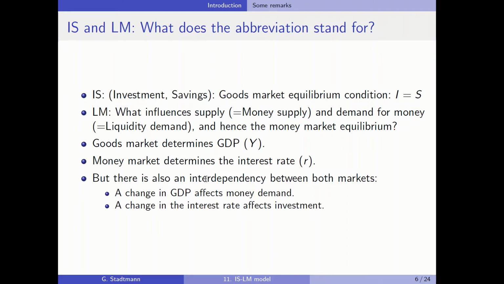What does LM stand for? L is an abbreviation for liquidity demand, and M is an abbreviation for money supply. So we also want to look at the money market and derive a money market equilibrium where money supply is equal to liquidity demand.